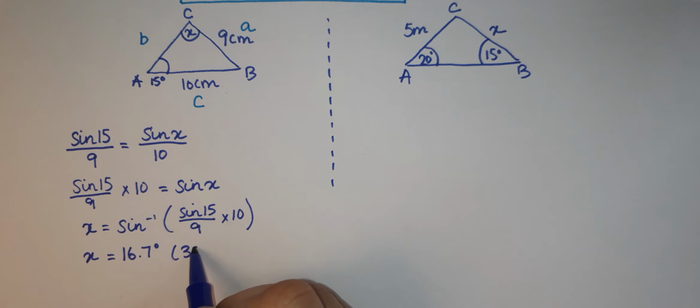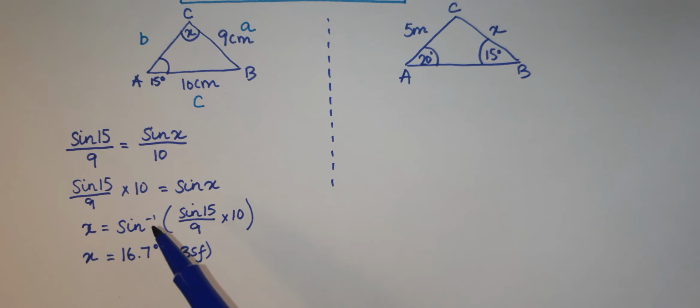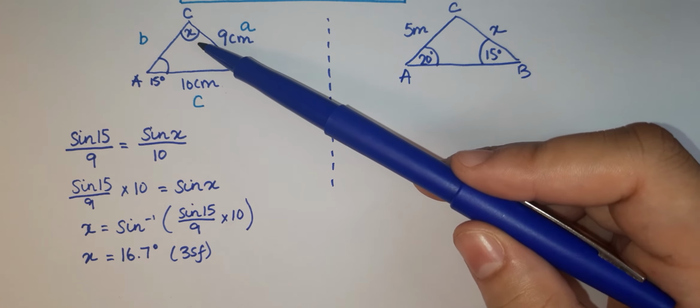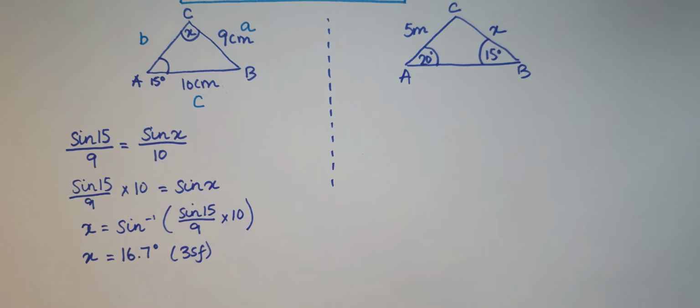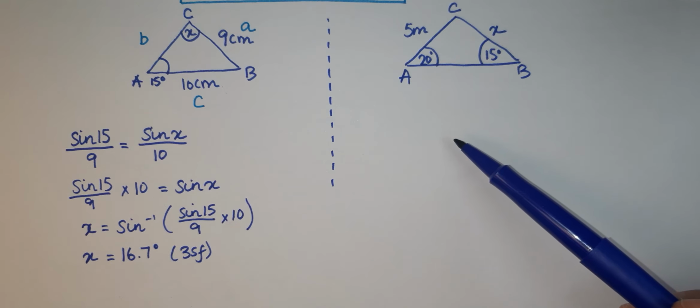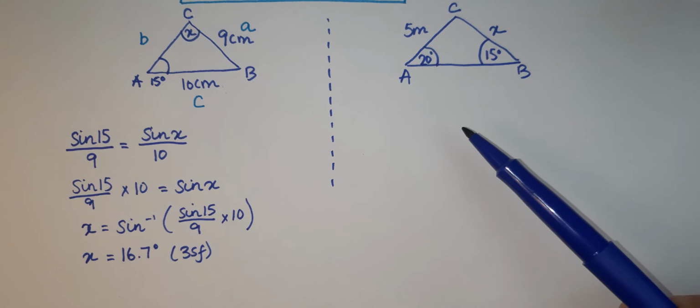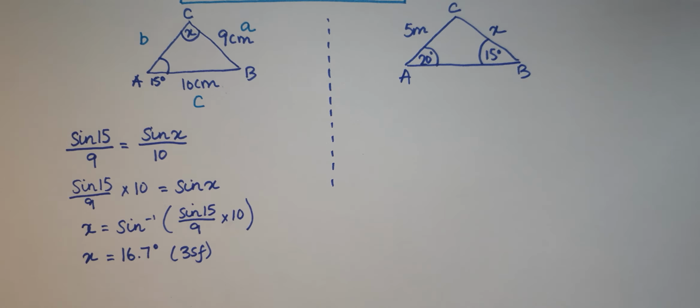To 3 significant figures. So that is the first triangle. We've used the first equation to find out the angle. Now this one over here is very similar, but we just use the other equation. And before we do that, we need to label the triangle.